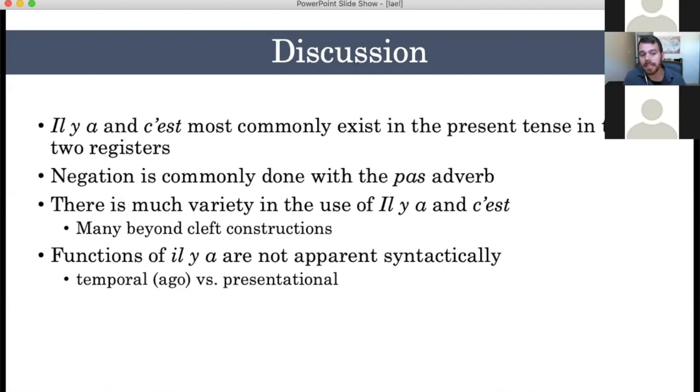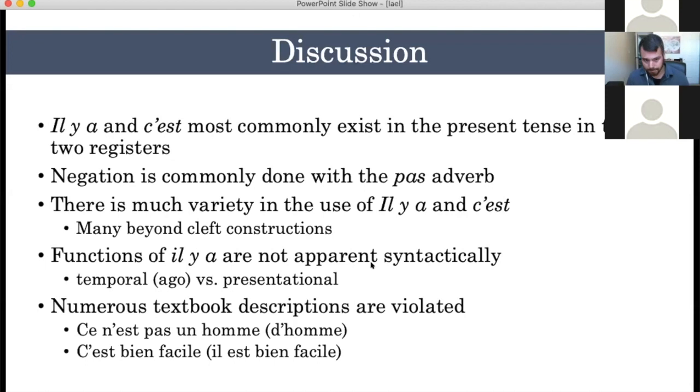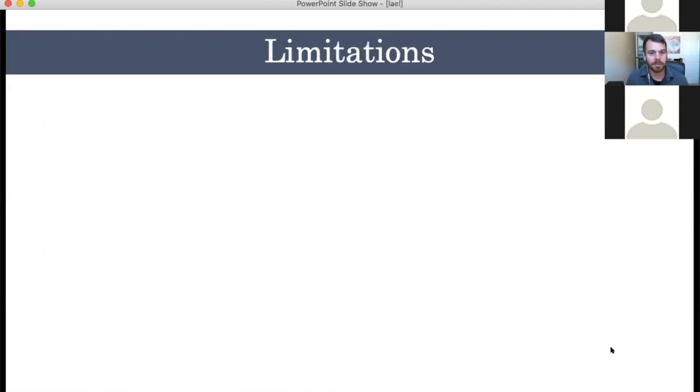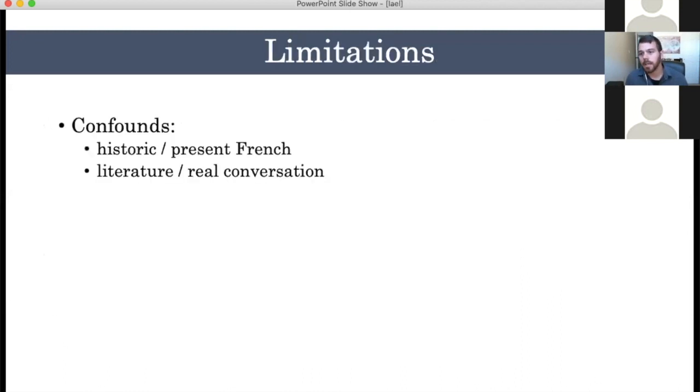The functions of il y a are not apparent really syntactically with the immediate context. We have to go beyond that to really understand what it's talking about. And numerous textbook descriptions are violated, especially in the context of how these expressions are used. Of course, one of the limitations of these two registers, these two corpora to compare, is one's old, one's new, one's spoken, one's, well, someone's idea of spoken language. And so that is a bit of a confound.